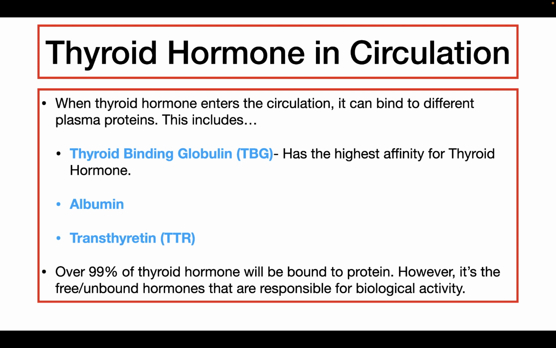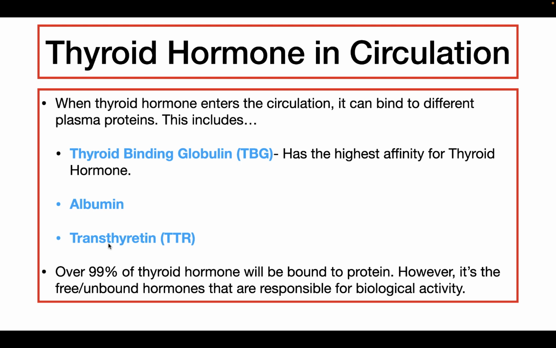So when thyroid hormone enters into the circulation, it's actually going to bind to a number of different plasma proteins. The first plasma protein that thyroid hormone can bind to is thyroid binding globulin. Thyroid binding globulin is going to have the highest affinity for thyroid hormone, and as a result of this, most of the thyroid hormone is going to be binding to this particular protein. The other two proteins that thyroid hormone can bind to are albumin and transthyretin. All three of these proteins are synthesized by the liver, and all of them can bind to thyroid hormone. Over 99% of circulating thyroid hormone will be bound to protein.